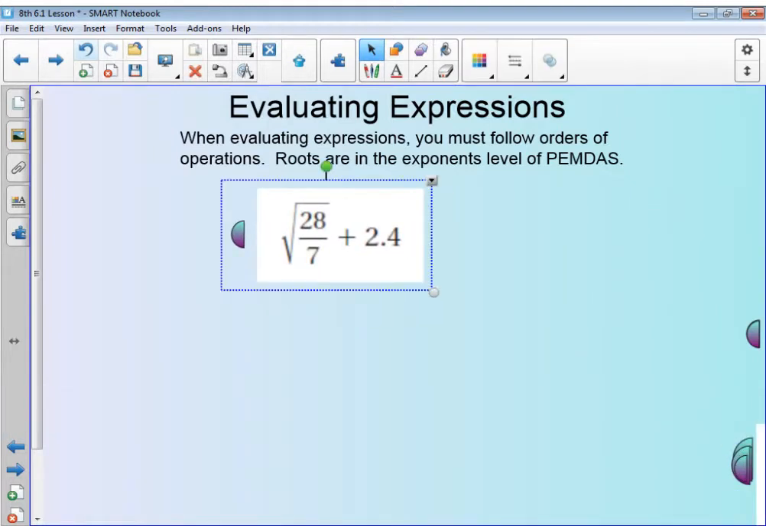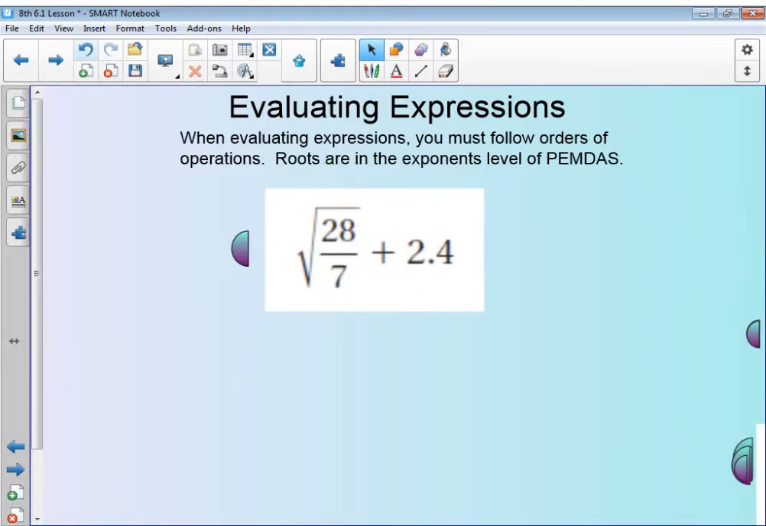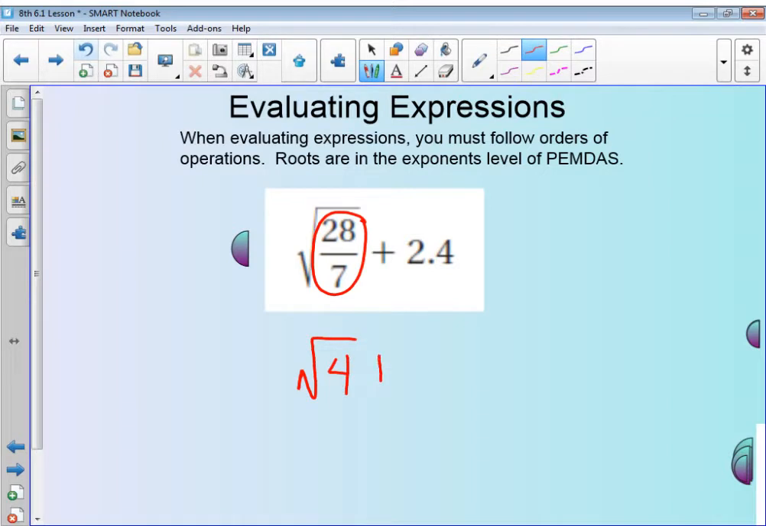Okay, so let's try this one. So ask yourself first, can you reduce that 28 over 7? Can I reduce that down? Okay, so let's simplify that. Yes, that would give me 4. So now I've got the square root of 4 plus 2.4. Okay, so my square root of 4 is going to give me 2, and 2 plus 2.4 is 4.4.